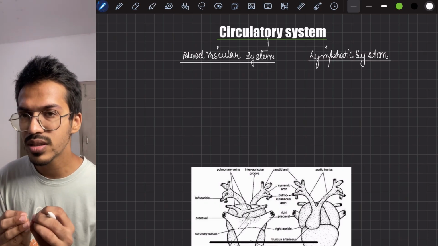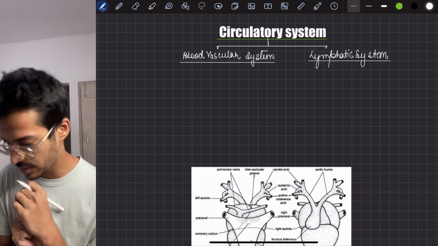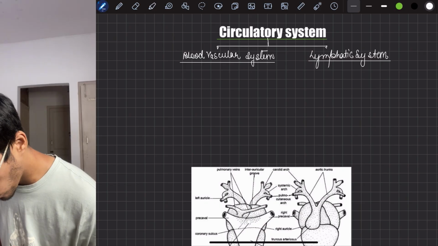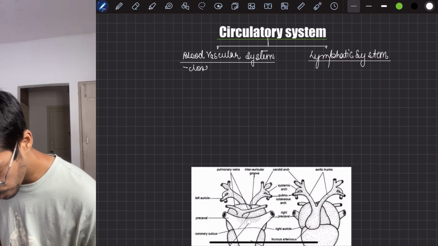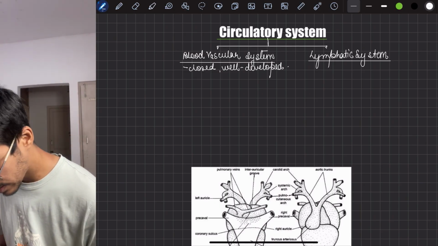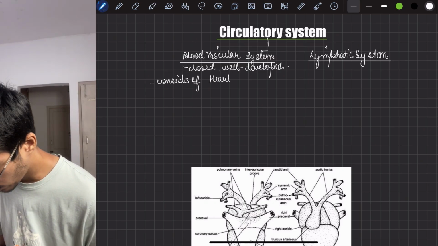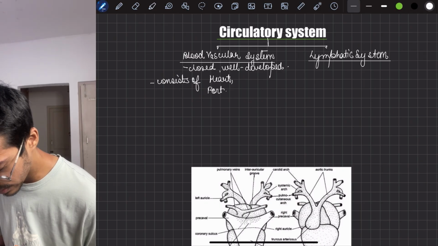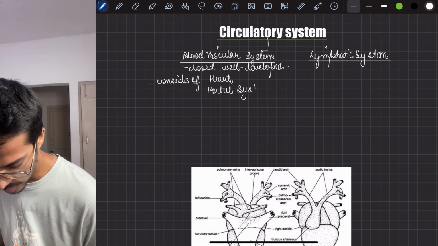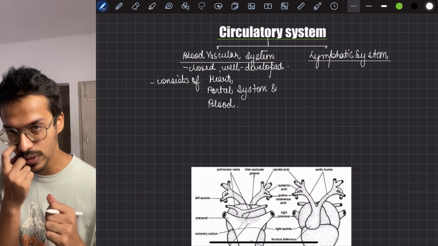The blood vascular system is responsible for the RBCs reaching every point. It is closed and well developed. It consists of the heart, the portal system, and blood. These things you have to study.